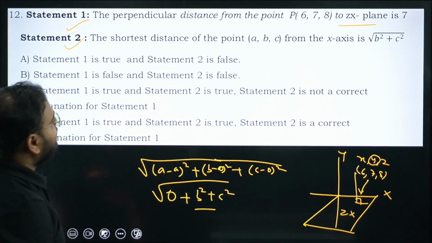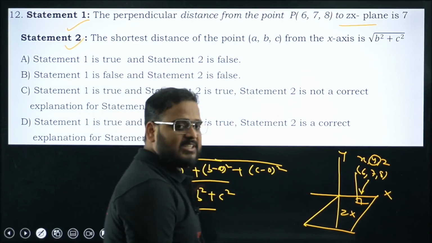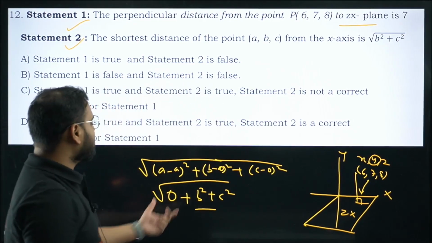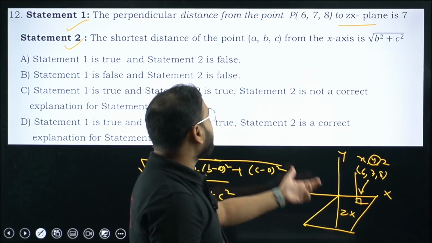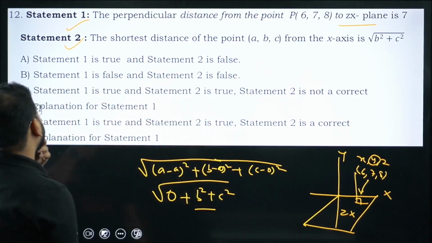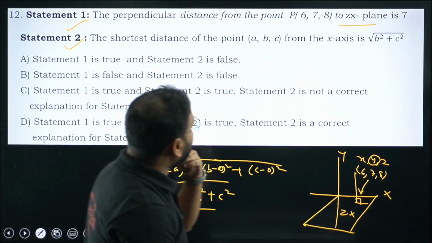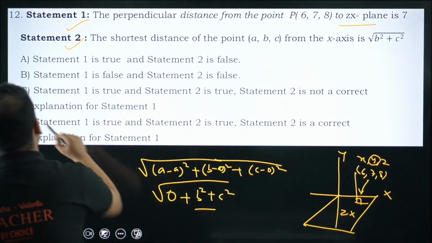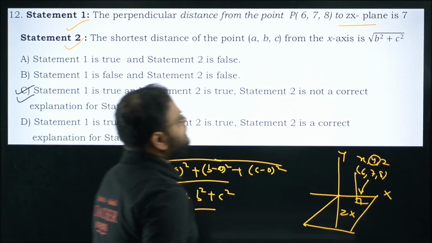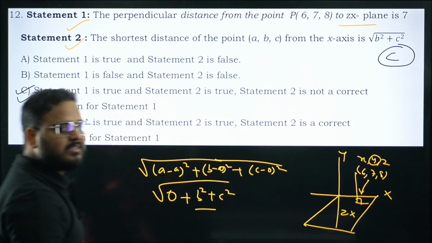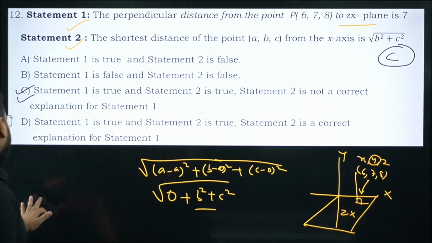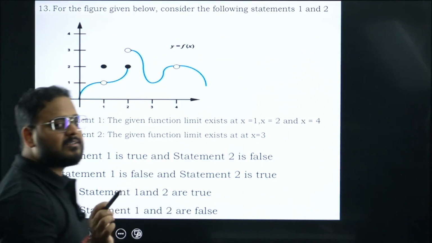Does it explain? No, it doesn't explain. They are both correct statements, but the concept is not the same. They're different concepts, not explaining the same thing. So statement 1 and statement 2 are true, but statement 2 is not a correct explanation of statement 1. Option C is right. Please check. Option number C is correct. If you're getting a different answer, let me know in the comment section. We'll again discuss it.